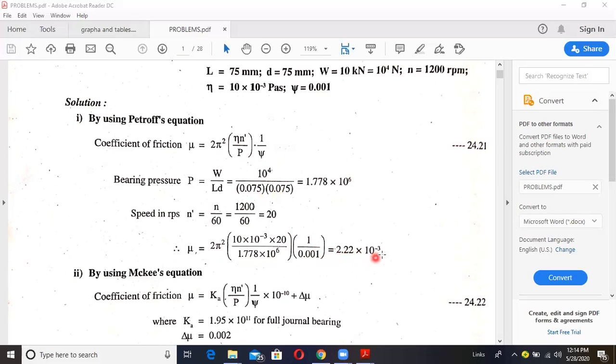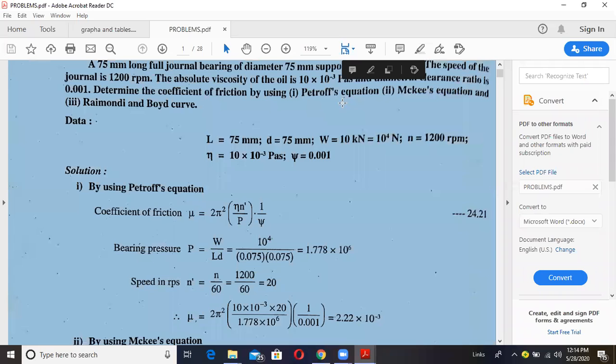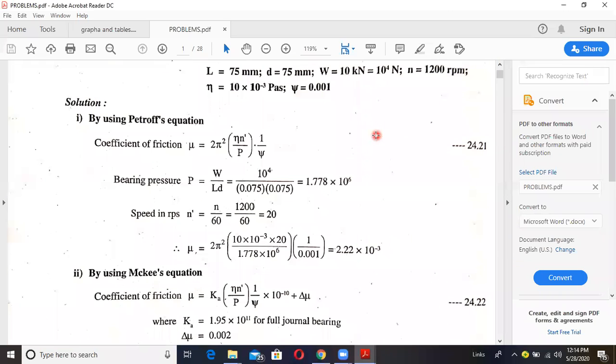We got 2.22 into 10 to the power of minus 3. This is based upon the Petrov's equation. So that is the first unknown we have calculated. Next unknown, again we have to calculate mu based upon the McKee's equation.